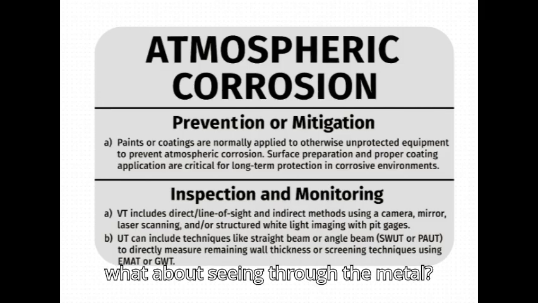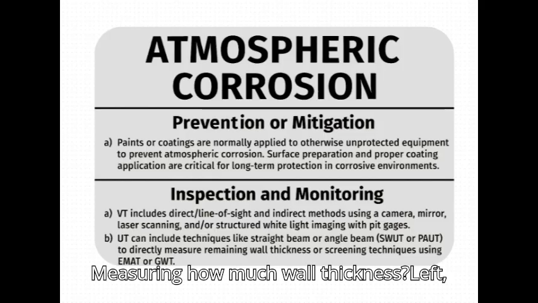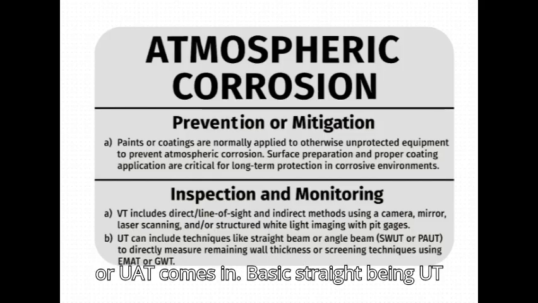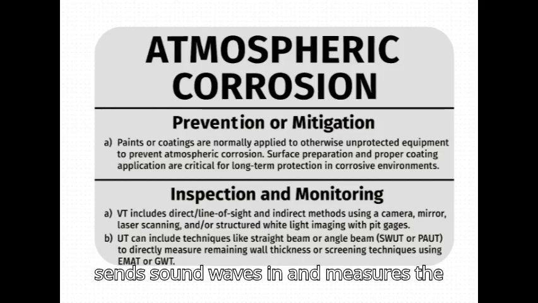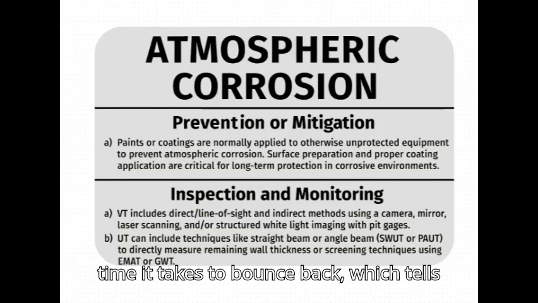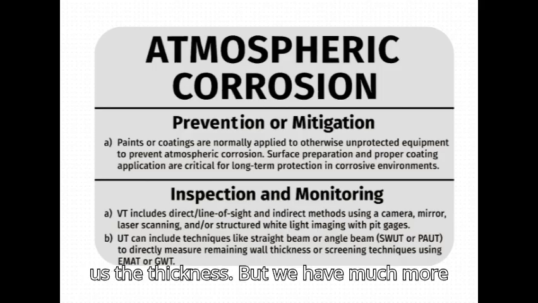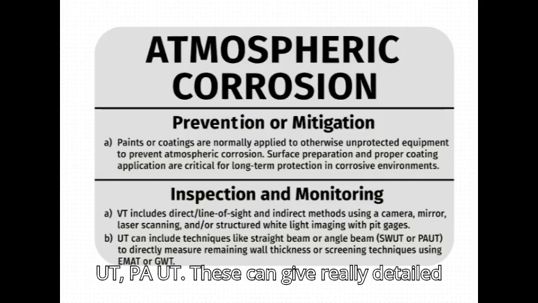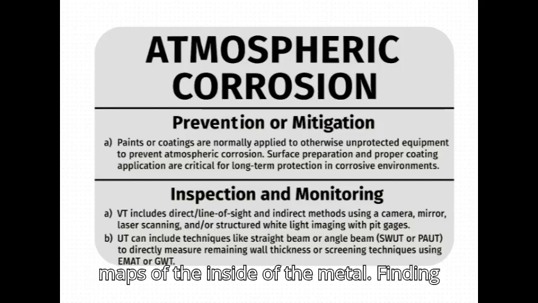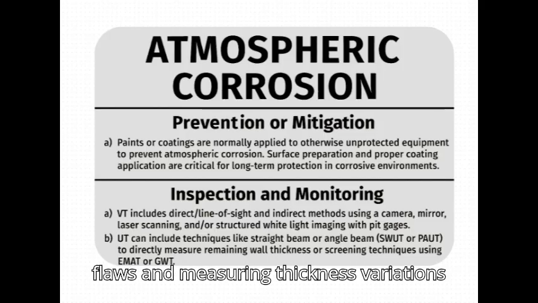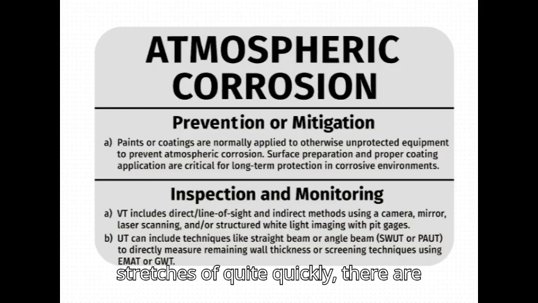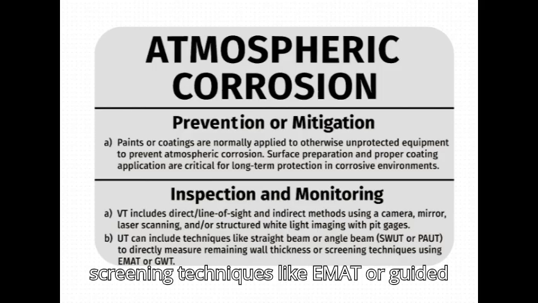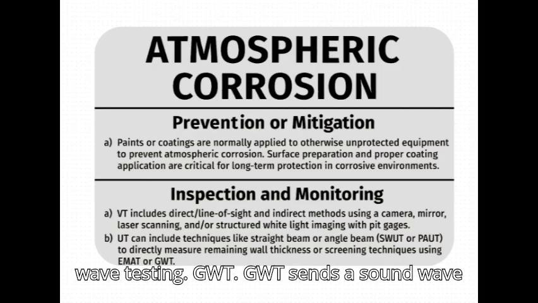But what about seeing through the metal, measuring how much wall thickness is left? That's primarily where ultrasonic testing, or UT, comes in. Basic straight beam UT sends sound waves in and measures the time it takes to bounce back, which tells us the thickness. But we have much more sophisticated UT techniques now, like shear wave UT, sub-UT, or phased array UT, PAUT. These can give really detailed maps of the inside of the metal, finding flaws and measuring thickness variations very accurately. And for checking long stretches of pipe quickly, there are screening techniques like EMAT, or guided wave testing, GWT.